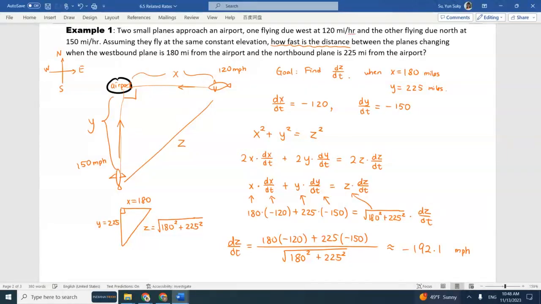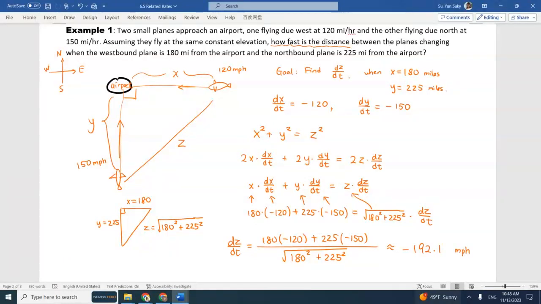And miles per hour. Okay, everybody? And do you see it's negative? Okay. Because my x is decreasing, my y is also decreasing, then our z is also decreasing. Yes? Our z is also decreasing. That's why our dz dt is negative, which makes sense.